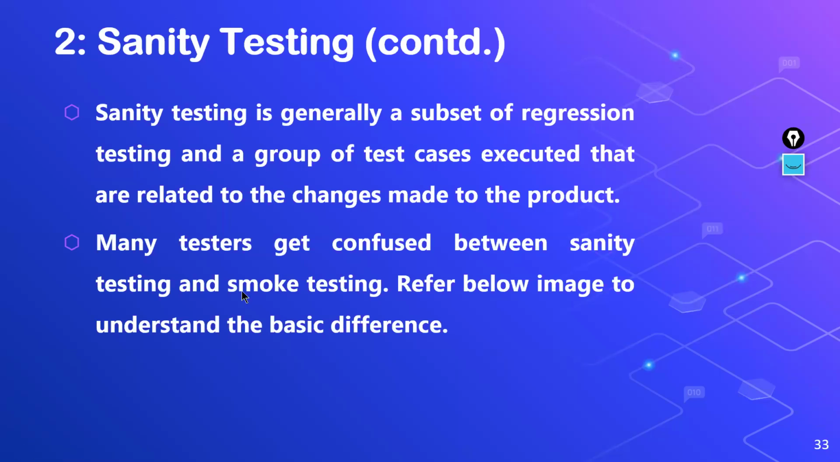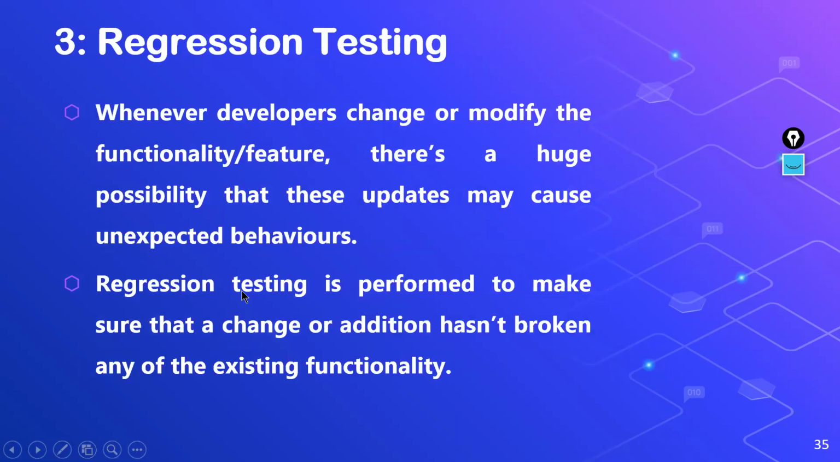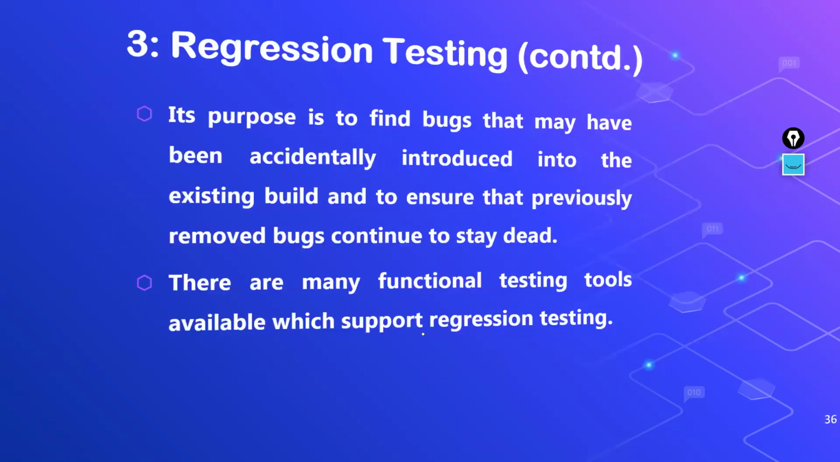This is sanity. Regression, also see what they're saying. Whenever developers change or modify the functionality, there is a huge possibility that these updates may cause unexpected behaviors. So regression testing is performed here just to make sure that these changes are not breaking any of the existing functionality. That's what we saw here, right?